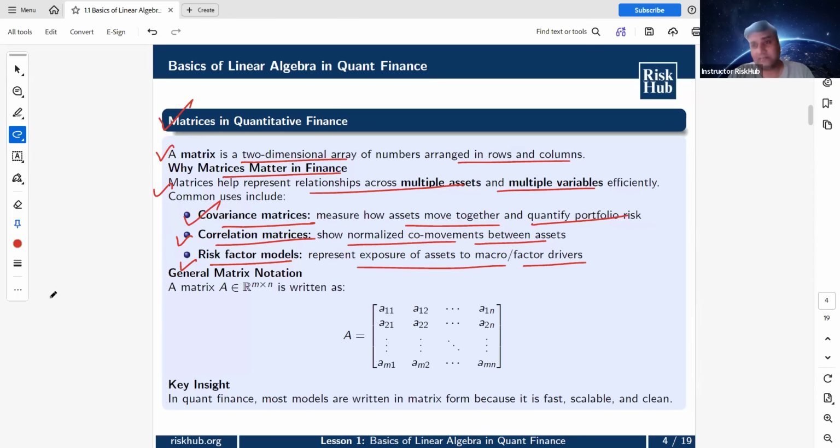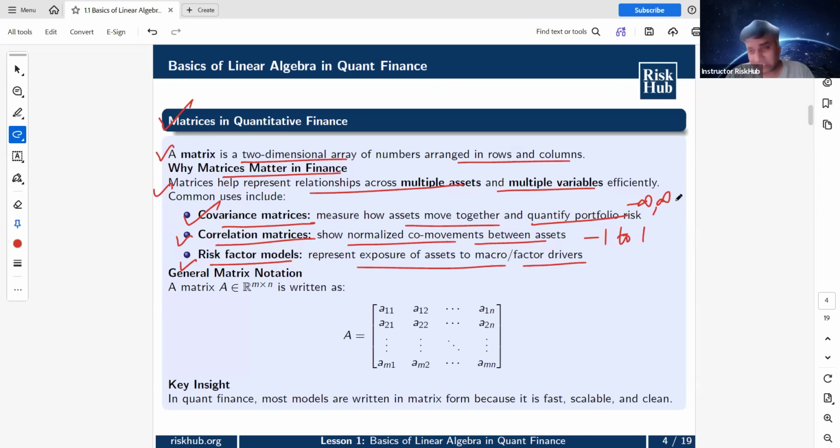In finance, matrices matter because relationships are not one-dimensional. A matrix is a table of numbers arranged in rows and columns, right? Now, for example, when I look at the covariance matrix, it shows how assets move together. A correlation matrix is like normalized co-movement. This sounds very fancy, but we are just putting the movement into a range of -1 to +1. So the value of correlation will go from -1 to +1, while covariance will go from -infinity to infinity, right?